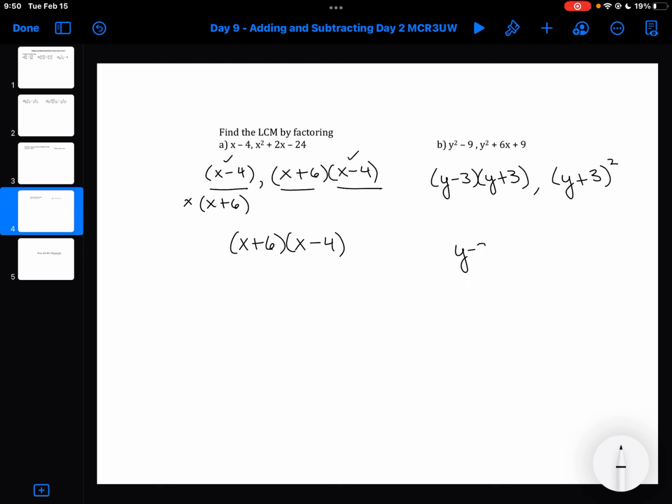So my lowest common multiple is going to be all three of those things together. I can get there by multiplying my expression on the left by y plus 3 and multiplying the expression on the right by y minus 3. Looking for what is missing and what is common helps you to find the lowest common multiple, just like the lowest common denominator.